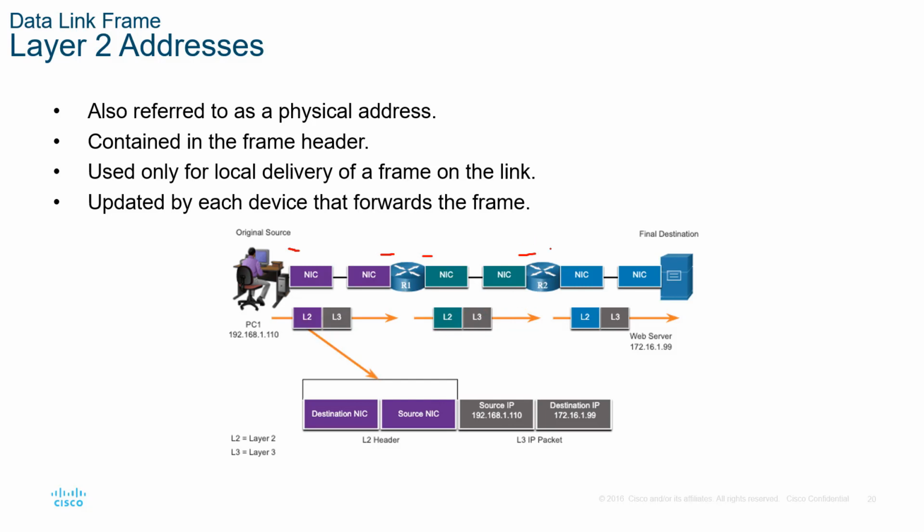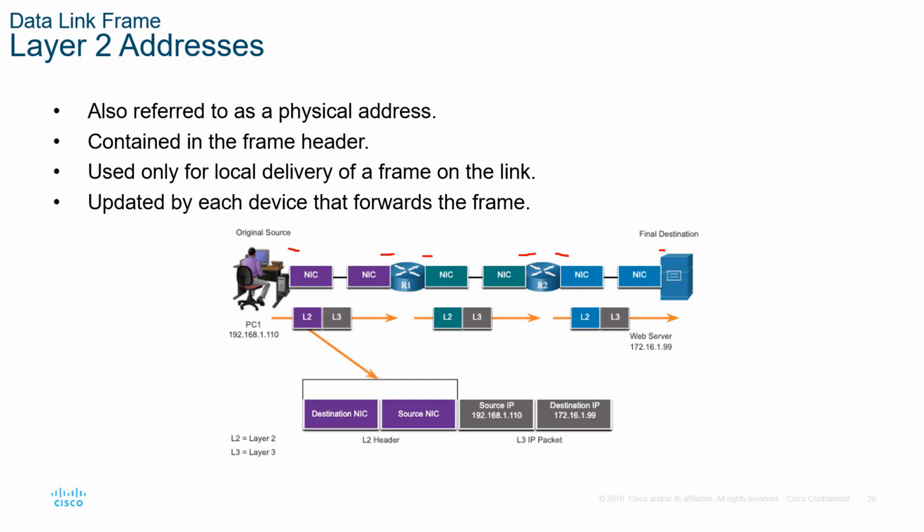Router 2 will receive the data frame. It will strip off the aqua layer 2 frame, review the layer 3 packet information, and then replace it with the blue frame. This being the source, this being the destination. Each hop will remove the layer 2 frame. Each hop will replace it with its own data frame. That's important to point out.